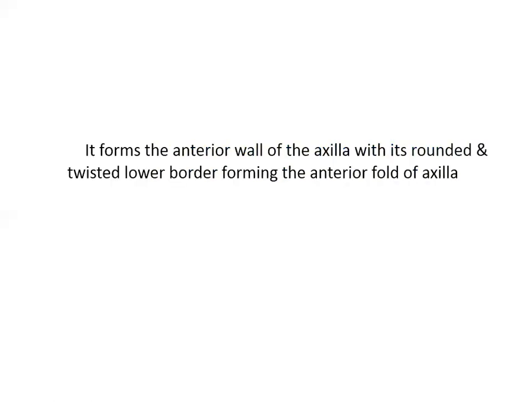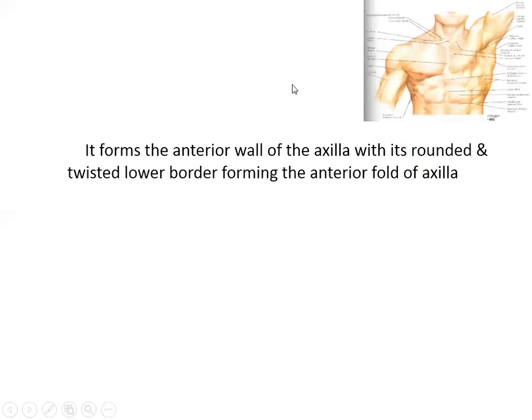So it forms the anterior wall of the axilla. If you see here, this region is called the axilla. This is the pectoralis major. This is the bulky muscle, the bulkiest muscle. So this muscle forms the major part of the anterior wall. This is the anterior wall of the axilla, this is the posterior wall, this is the lateral wall, this is the medial wall. So this region, this depression, is called the axilla.